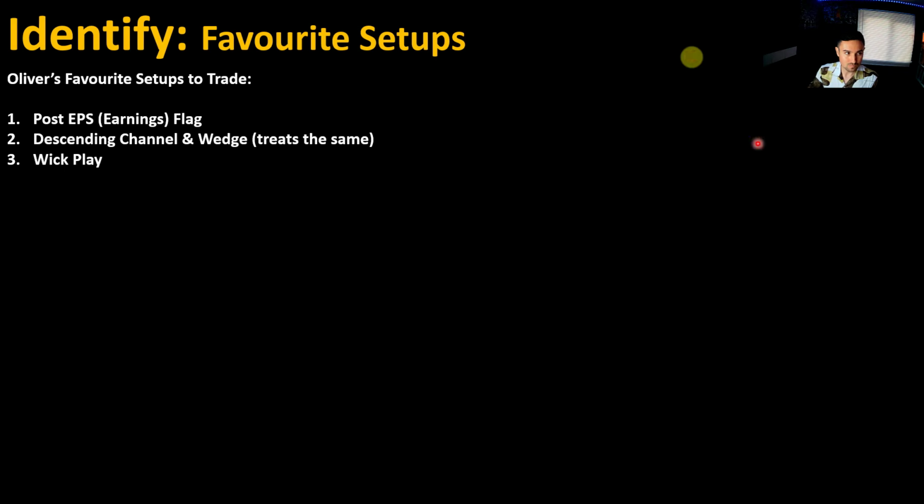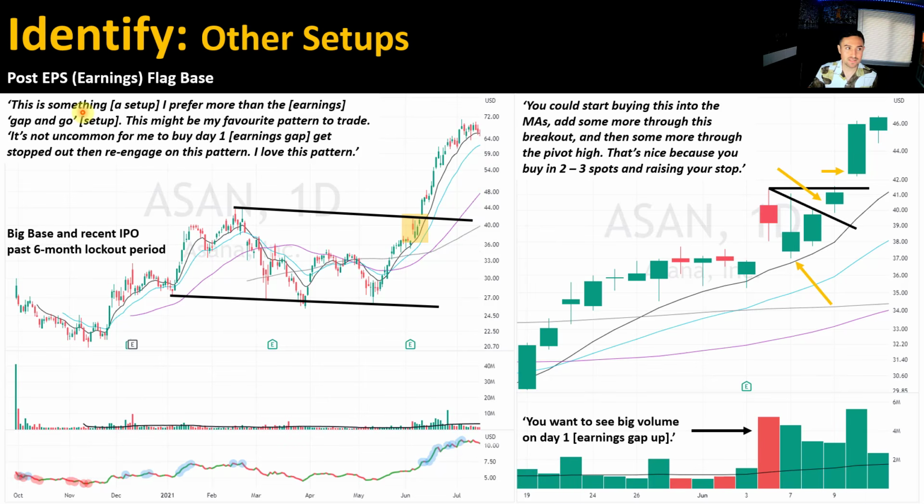So these are Oliver's 3 favorite setups that I'm now going to start going into. Oliver's favorite setups to trade are the post earnings flag, which is basically when there has been a gap up on the earnings and then it builds a flag. Got some examples. The descending channel and wedge, he treats those as the same. They are usually wedge pops, which, as we said at the beginning of the presentation, is the money pattern for him. And then also you've probably heard of the wick play. So this is the post EPS flag base.